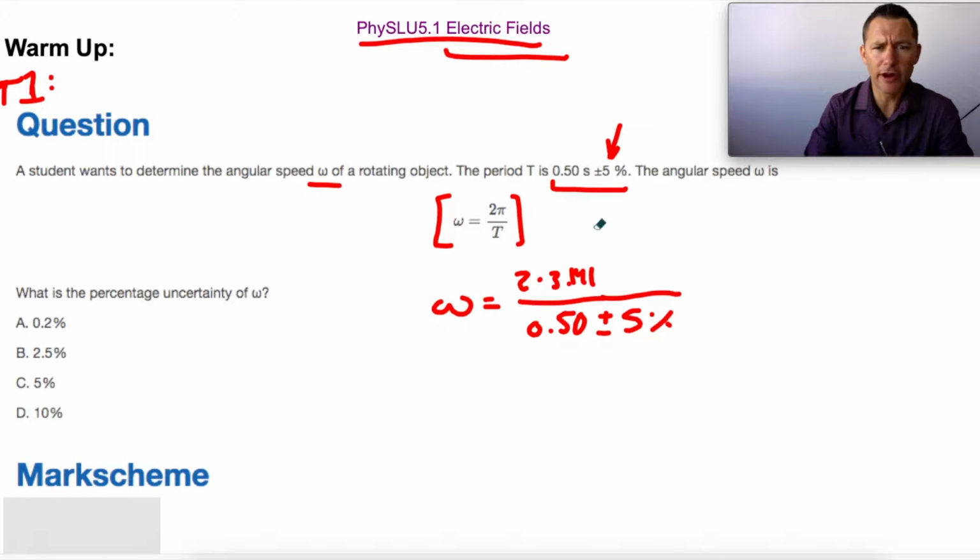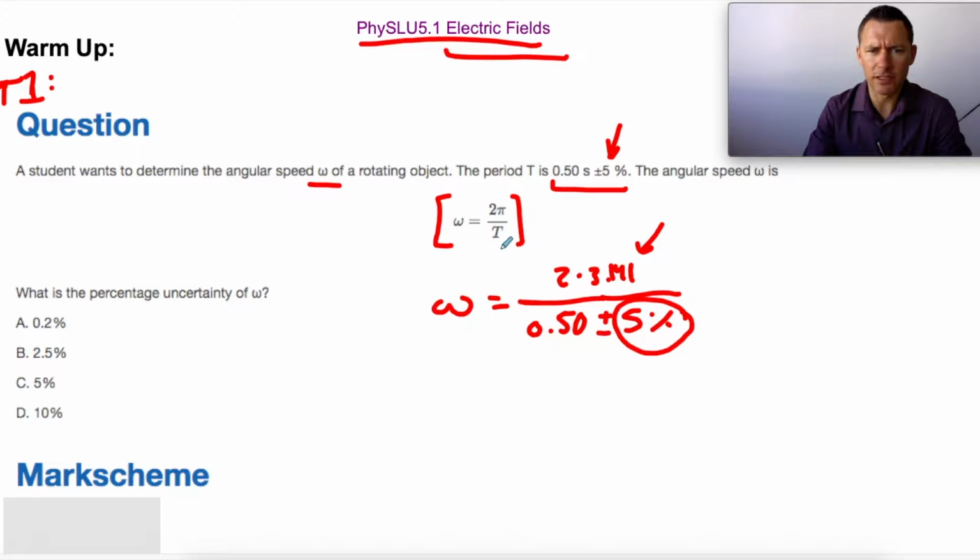Since the numerator doesn't have any uncertainty, pi is always pi and 2 is always 2, there's no uncertainty here. We don't need to change anything. This is the only uncertainty on this side, so that is the only uncertainty you'll have in omega, so I think 5% is the uncertainty. And yeah, sweet.